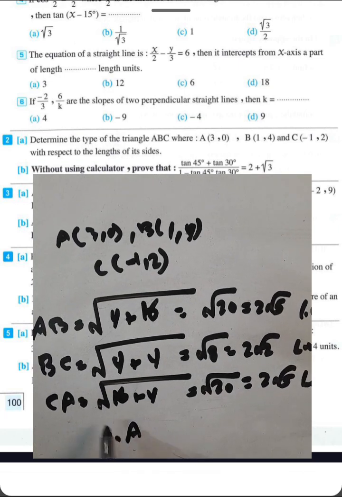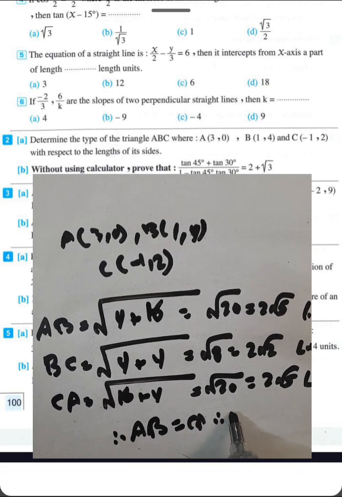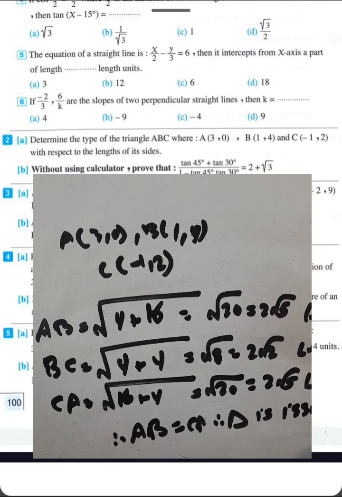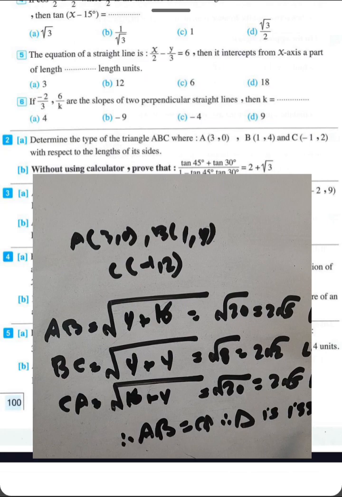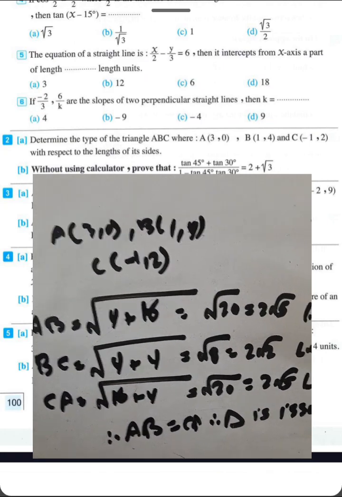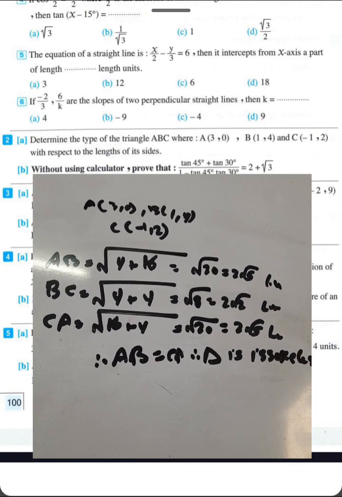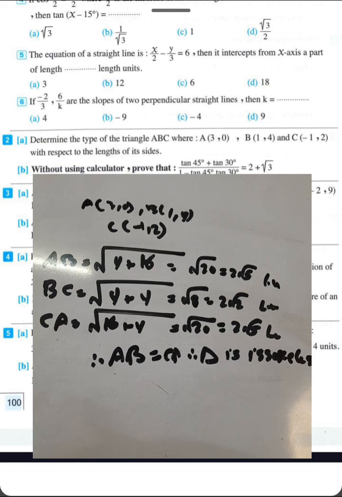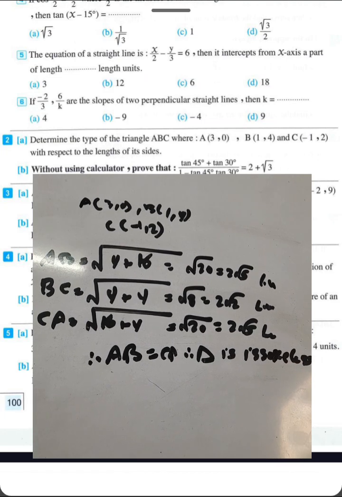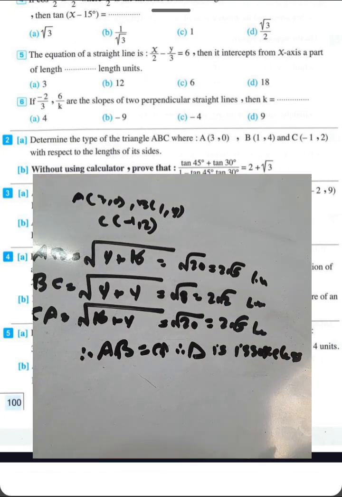Then we can prove that AB equals CA, then this triangle is isosceles. It will be an isosceles triangle. And what do you want to find? You want to find the type only. Okay, stop solving. Because you want to find the type of triangle, it will be an isosceles triangle.